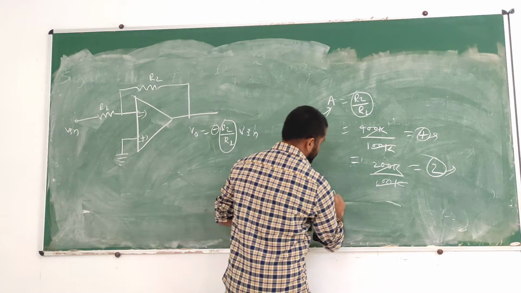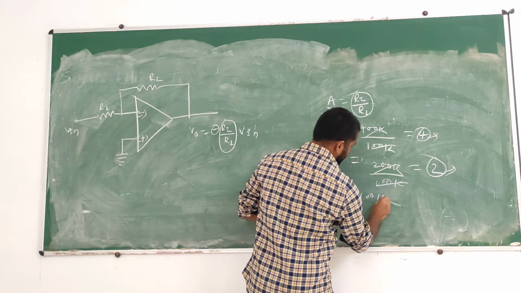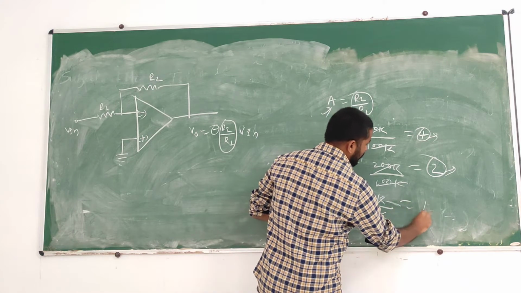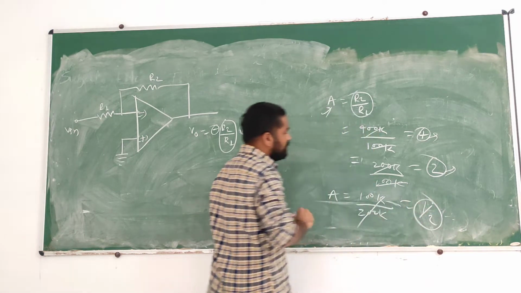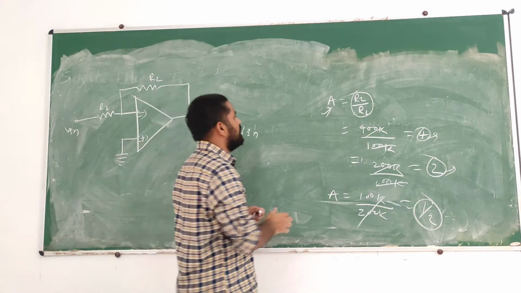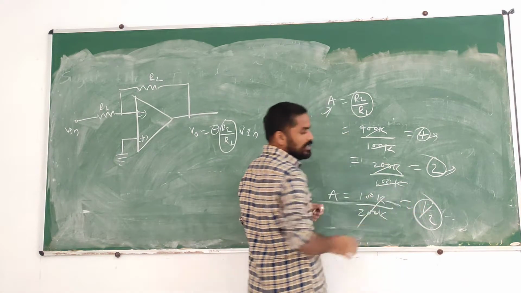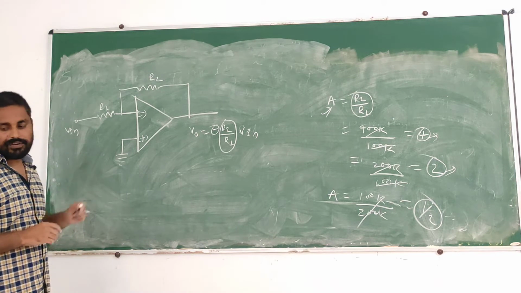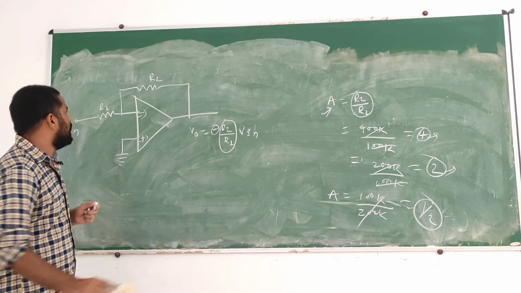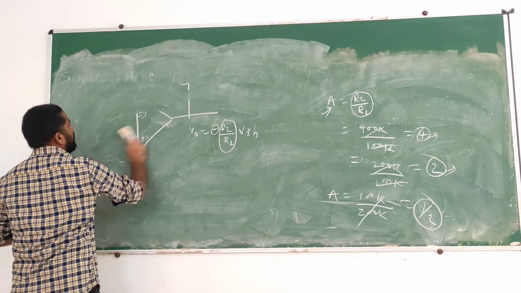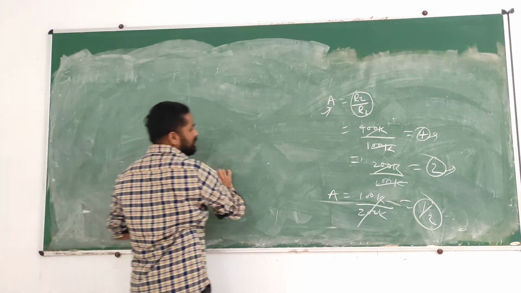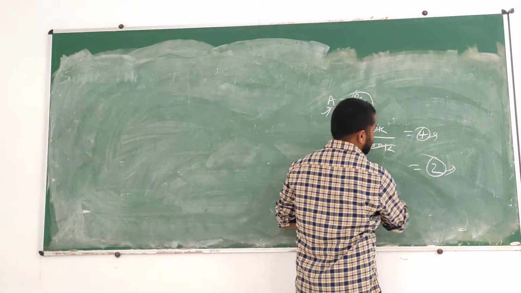Now suppose you keep R2 as 100k and R1 as 200k, now the gain will be half. Now this has become your division. Now you can divide. This multiplication as well as the division can be easily performed with a simple operation of the inverting amplifier. With the help of an inverting amplifier, we have seen we can do the division as well as the multiplication.